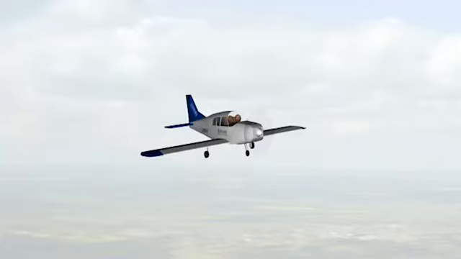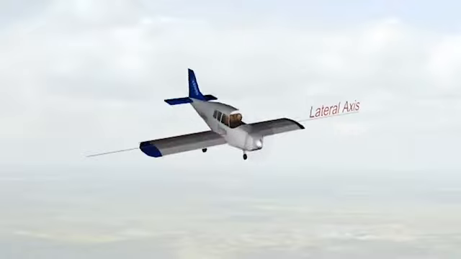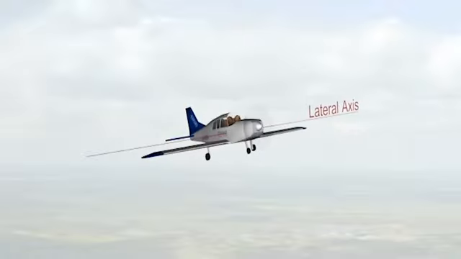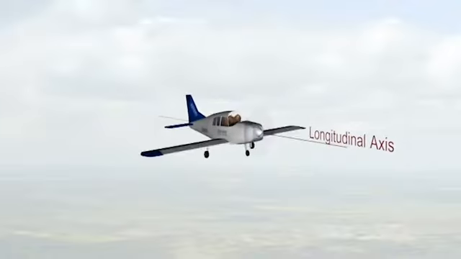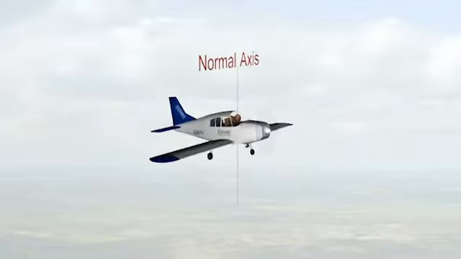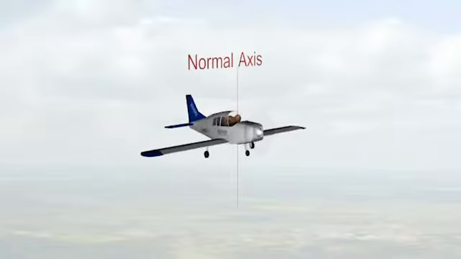In order to control the aircraft in flight, a pilot maneuvers it about its 3 axes. We identify these axes and the movement of the aircraft about each axis as follows. The lateral axis, about which the aircraft pitches. The longitudinal axis, about which the aircraft rolls. The normal axis, about which the aircraft yaws.